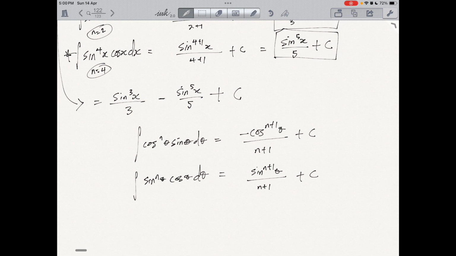In our next video, we'll be taking a look at the integration of cos raised to power 4 theta, using another format of integration of powers of sines and cosines.